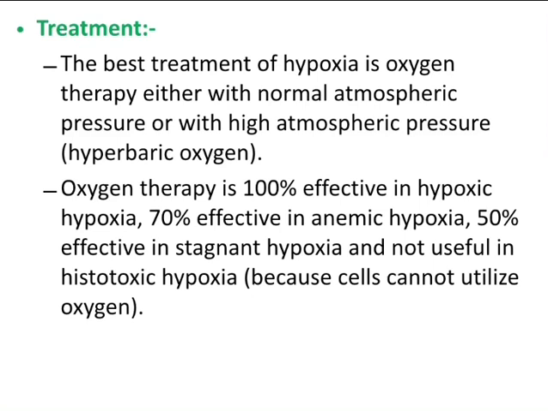Now let's move towards the treatment part. The best treatment of hypoxia is oxygen therapy, either at normal atmospheric pressure or at high atmospheric pressure. High atmospheric pressure therapy is known as hyperbaric oxygen therapy. Now oxygen therapy is 100% effective in hypoxic hypoxia, around 70% effective in anemic hypoxia, around 15% effective in stagnant hypoxia, and it is not much useful in histotoxic hypoxia, because here whatever amount of oxygen we provide, the cell cannot utilize oxygen.